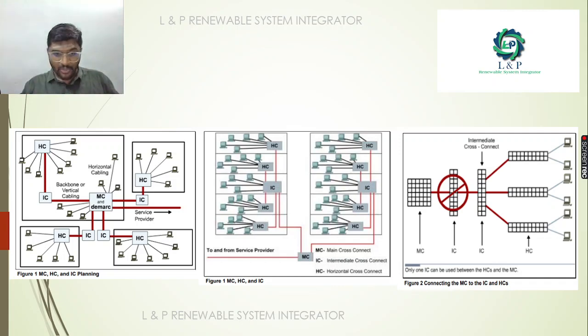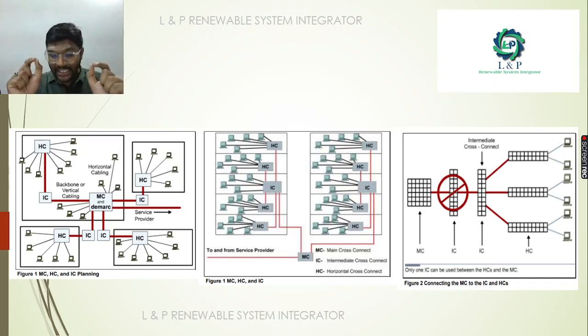In the same way, we can also plan like this. From the demarcation point, the first cable will be going to the main cross connect. From the main cross connect, we will have the cables going from the main cross connect to the intermediate cross connect. There can be multiple intermediate cross connects. From the intermediate cross connects, we can connect to the horizontal cross connects. So this is how basically the main cross connect, intermediate cross connect, and horizontal cross connects have to be connected.